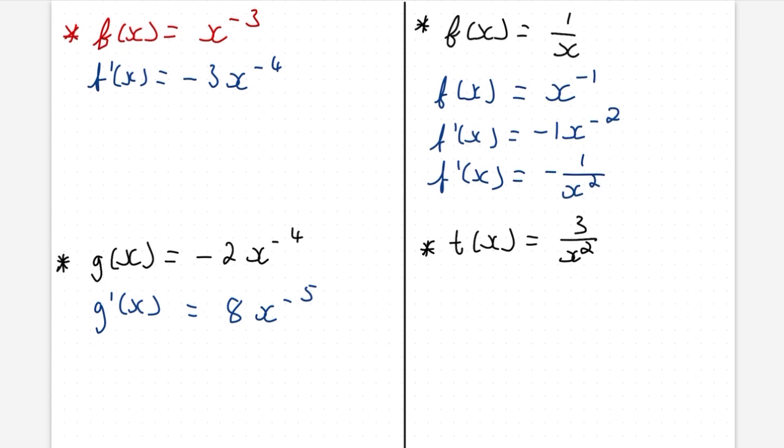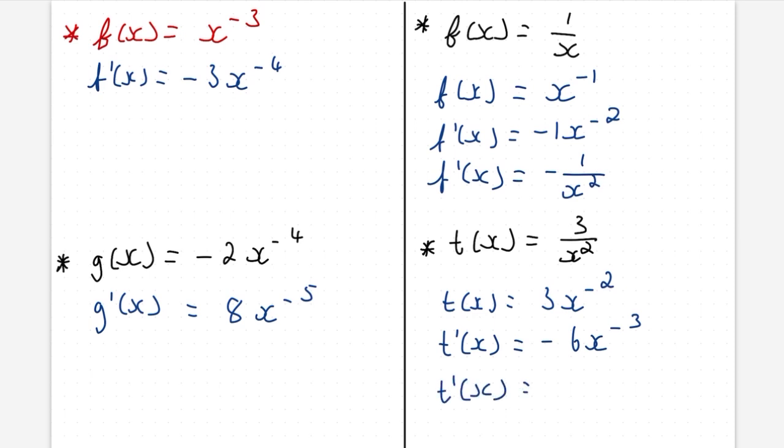In a similar way, in this question here, I would first rewrite t of x as 3 and x to the minus 2. Now that it's in a form that's a bit more understandable, I'd start deriving it. So t prime of x would be negative 6 and x to the power of negative 3. And so t prime of x would be negative 6 over x to the power of positive 3, just to make sure it has a positive exponent there.